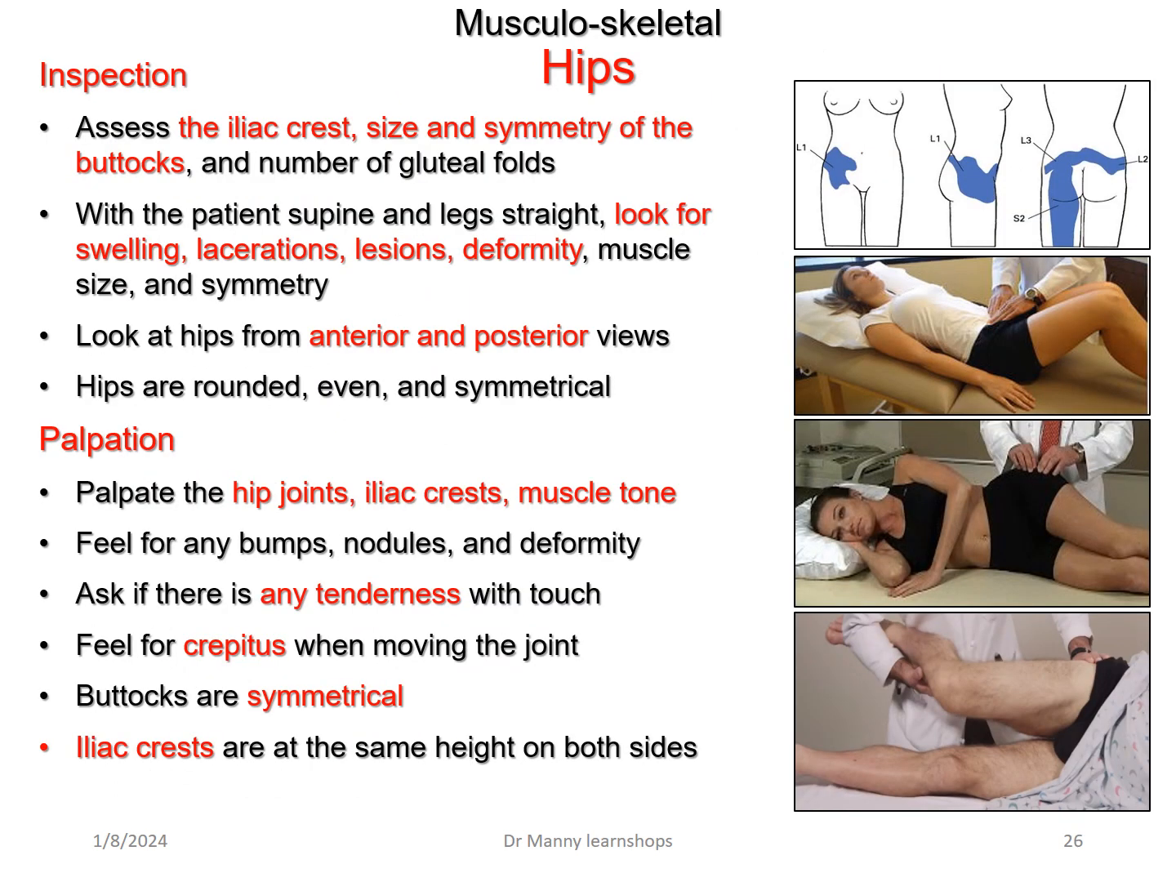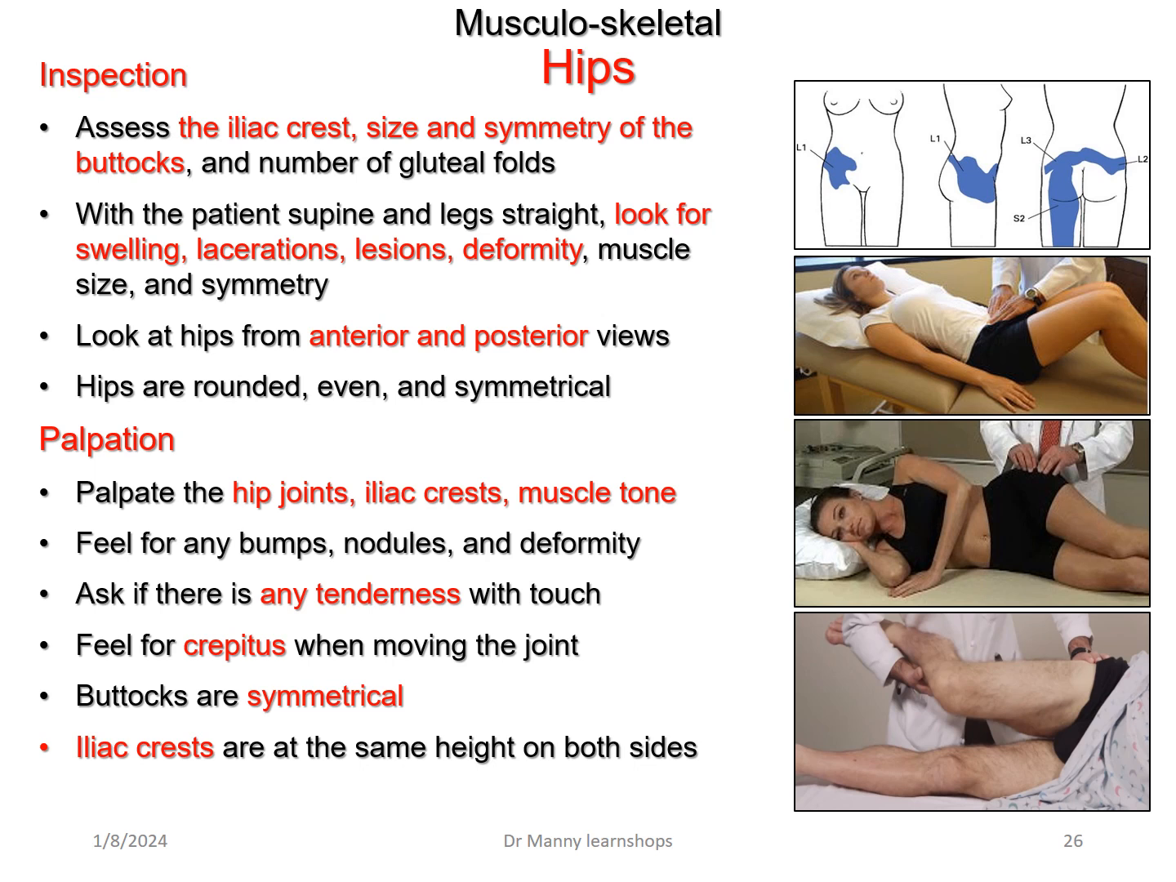When it comes to the hips, on inspection, you assess the iliac crest, size and symmetry of the buttocks, and the number of gluteal folds. With the patient lying supine and legs straight, look for swelling, lacerations, lesions, deformities, muscle size and symmetry. You look at the hips from an anterior and posterior view, and the hips are typically rounded, even and symmetrical.